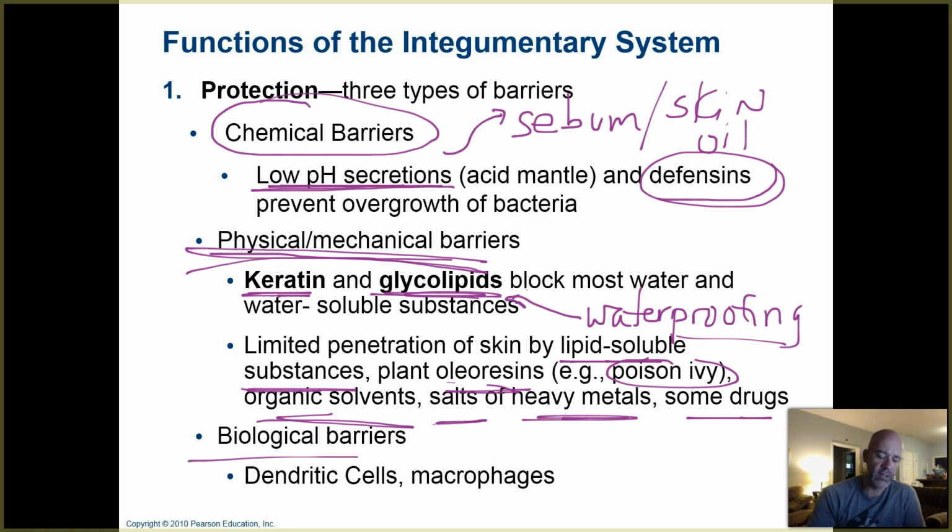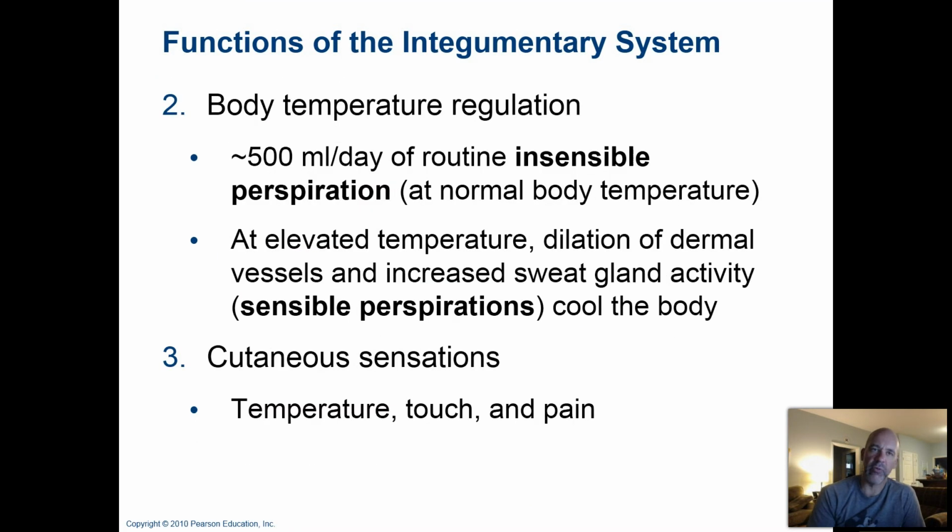Then you have your biological barriers, and those are cells that function as guardians in the skin to help fight off microorganisms that are trying to invade the body. We've talked about those already. Those include dendritic cells and macrophages. Both of those do phagocytosis and digest microorganisms that are trying to invade the body. So all those are your three components of the barrier function of the skin.